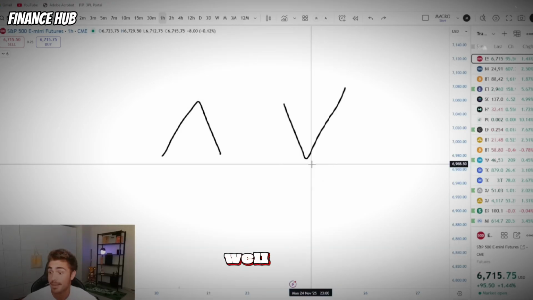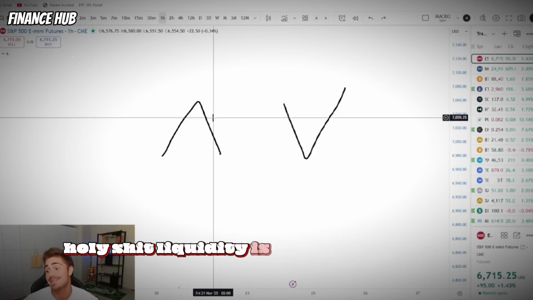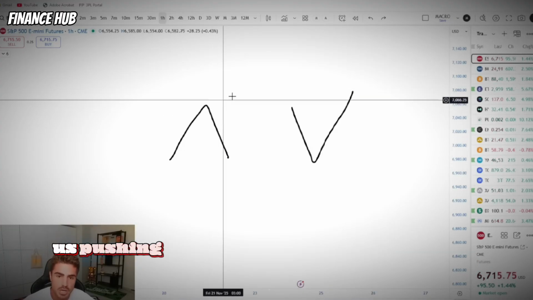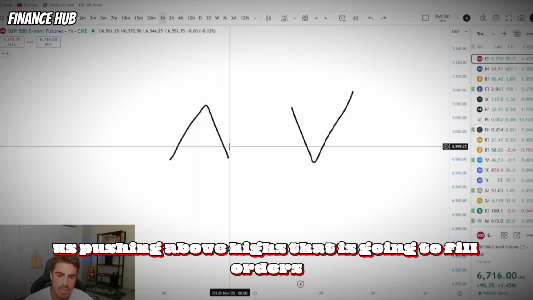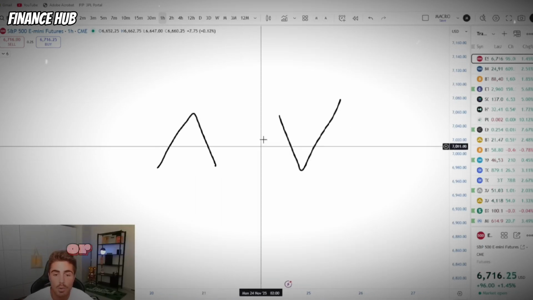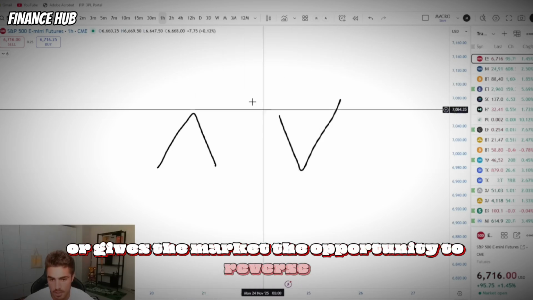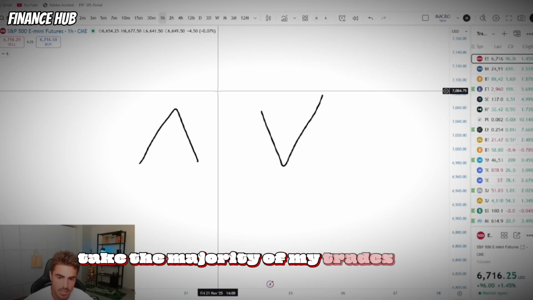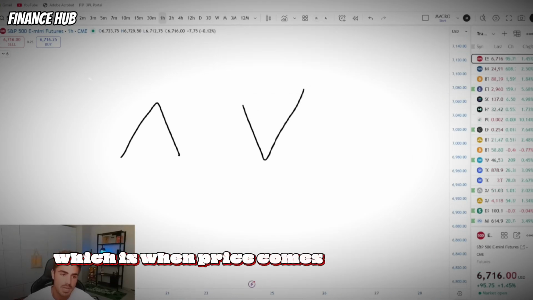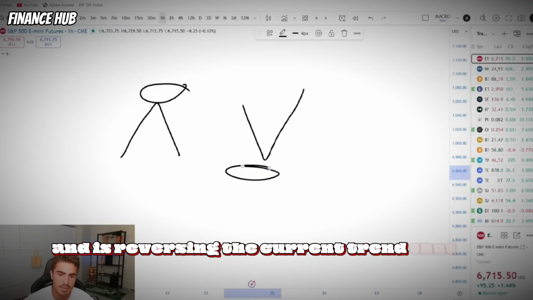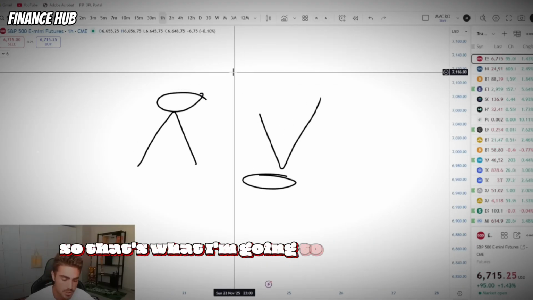And you're probably saying, well, PJR, holy shit, liquidity is everywhere on the charts. Yes, liquidity is everywhere on the charts, and liquidity is how the markets move, okay? Us pushing above highs is going to fill orders that are either going to push the market and continue the trend that it's currently in, or it gives the market the opportunity to reverse. And the second option is typically what I take the majority of my trades off of, which is when price comes up above a high or below a low and is reversing the current trend that it's in, okay?